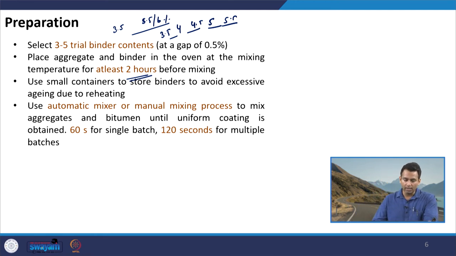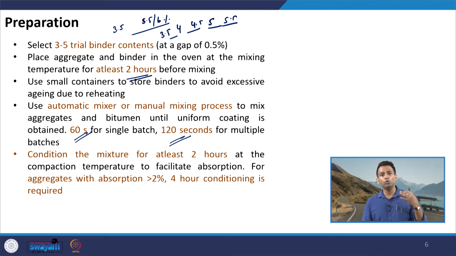And it is suggested that for a single batch, if we are using an automatic mixer, the typical mixing time is around 1 minute, that is 60 seconds, and if we are using multiple batches at one go, it can be up to 2 minutes. In this period, the binder will sufficiently coat the aggregate. And remember, this mixing time is in the laboratory, not in the plant. In the plant, the mixing is typically only around 10 to 15 seconds. So, this process is only in the laboratory.